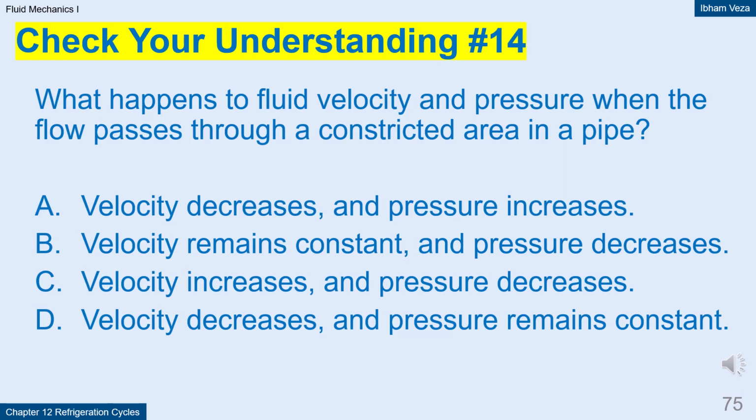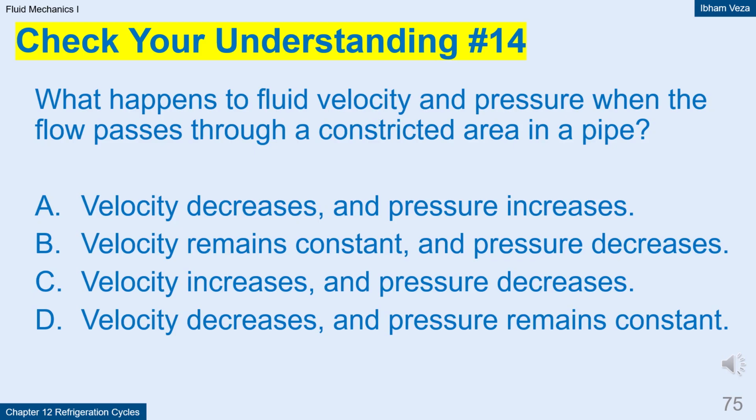Check your understanding number 14. What happens to fluid velocity and pressure when the flow passes through a constricted area in a pipe? C. Velocity increases and pressure decreases.